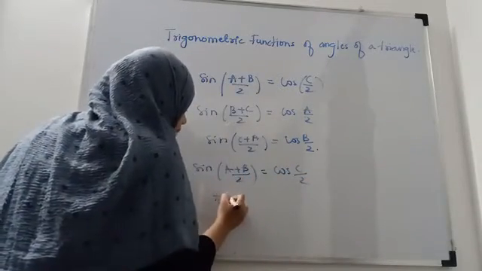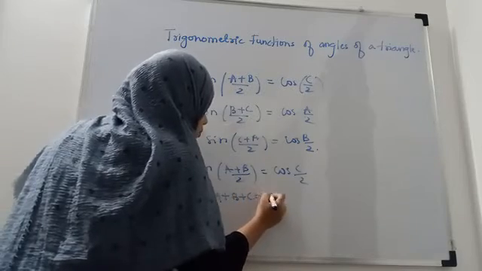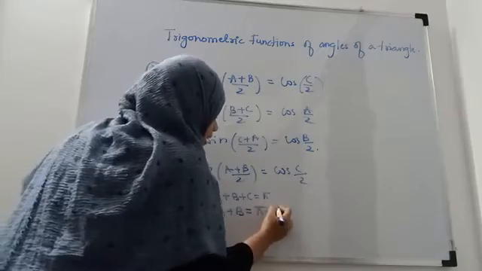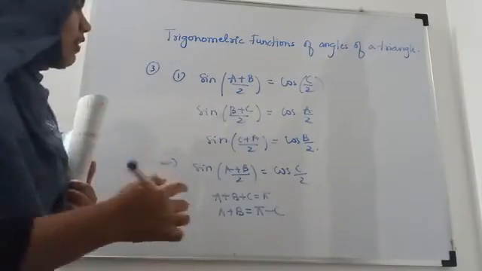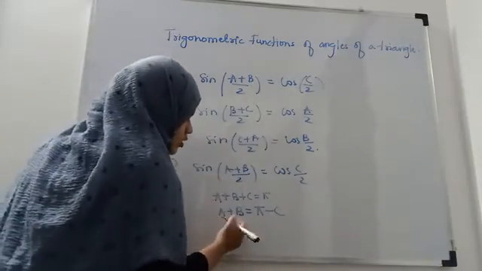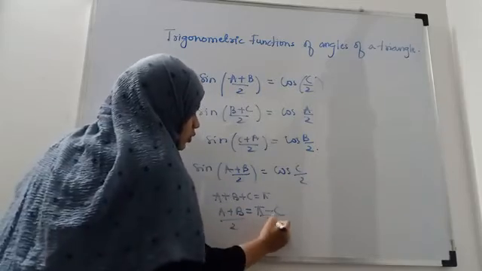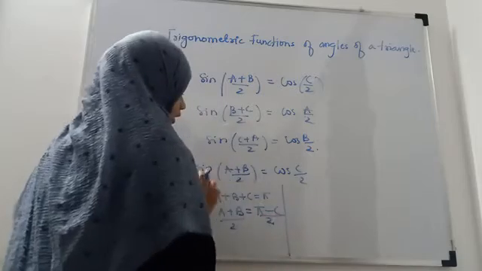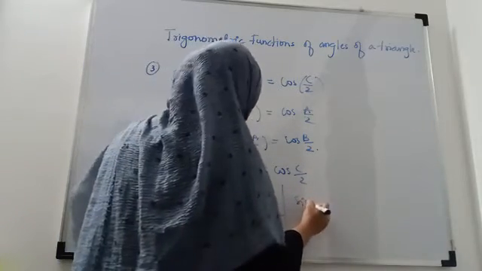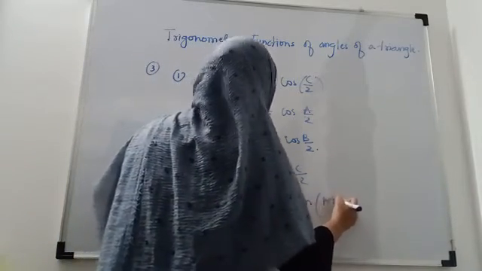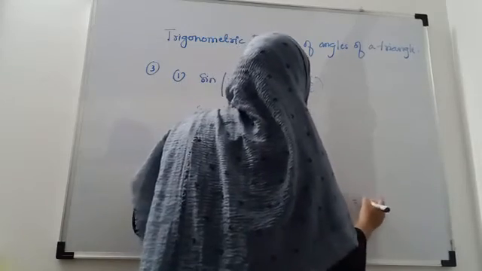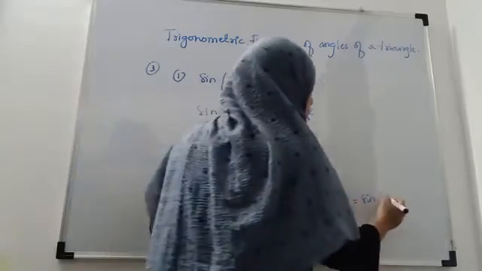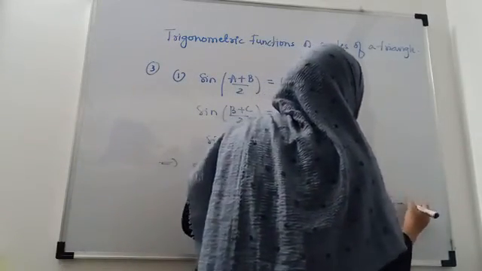We know that A plus B plus C is equal to pi. So therefore A plus B is equal to what? Pi minus C. Now we'll require 2 in the denominator, so we'll divide it by 2 on both sides. Now, since we need sine, we'll apply sine on both sides. So sine of (A plus B) upon 2 is equal to sine of, this can be written as, pi upon 2 minus C upon 2.